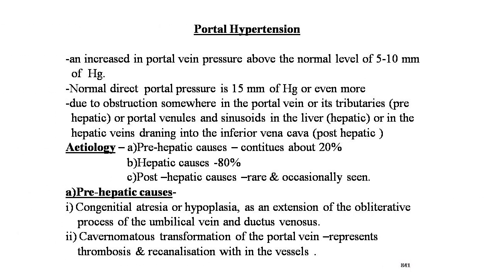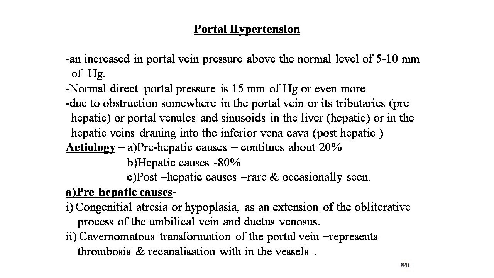Let's start. Portal hypertension. Portal hypertension is an increase in portal vein pressure above the normal level of 5 to 10 mm of Hg. Normal direct portal pressure is 15 mm of Hg or even more. Due to obstruction somewhere in the portal vein or in its system, in its tributaries, pre-hepatic, or portal venules or sinusoids in the liver, hepatic, or in the hepatic veins draining into the inferior vena cava, that is the post-hepatic.